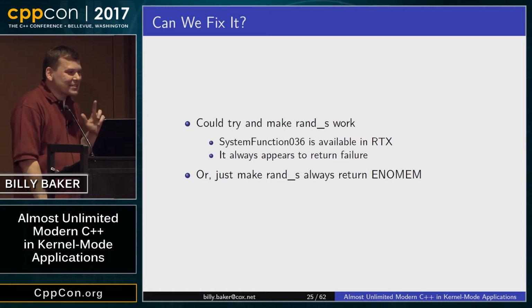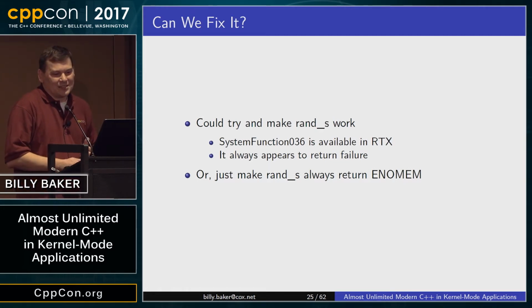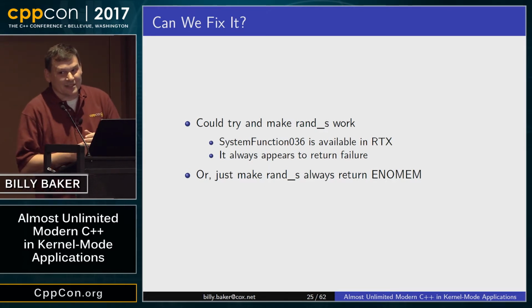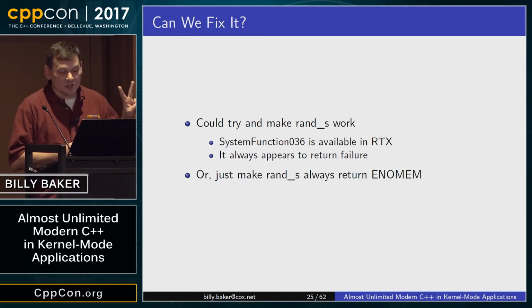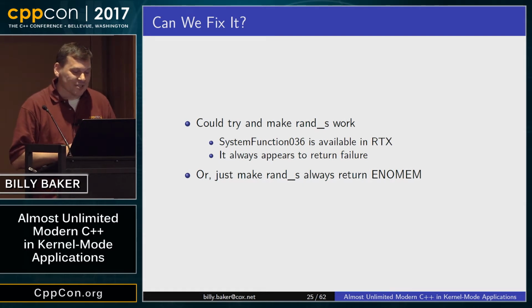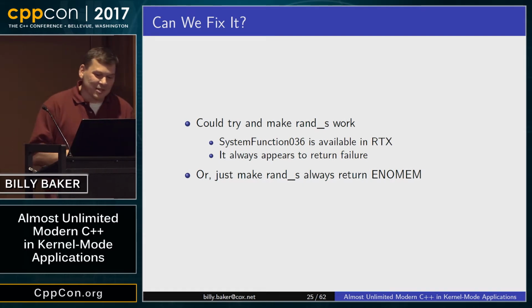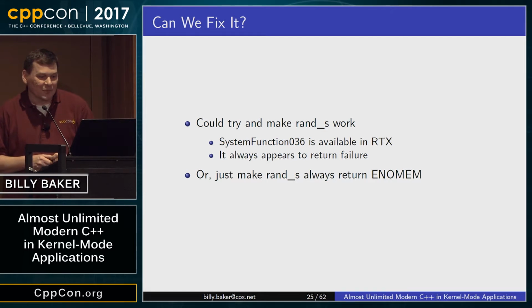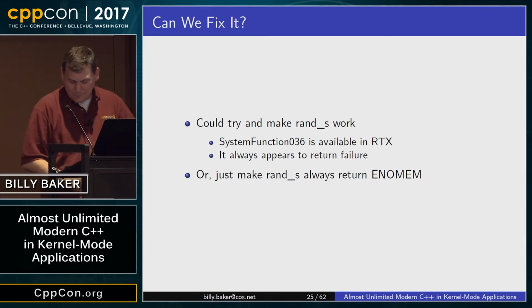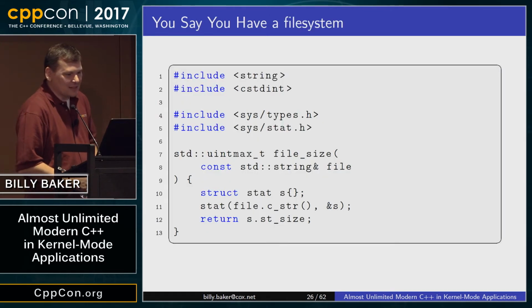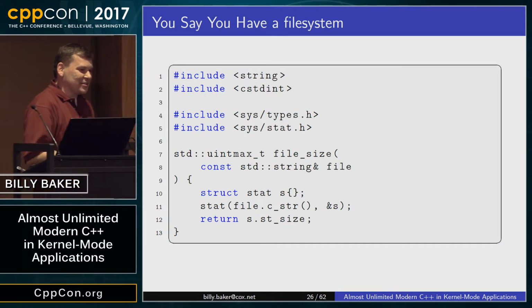But we can still fix this, sort of. We can supply our own rand_s. SystemFunction036 is available. And for the infinite test that I ran of 2, it always returns 0. So no random numbers there. Most likely solution here is just to write rand_s, always return ENOMEM, be done with it. So let's move on to the file system.